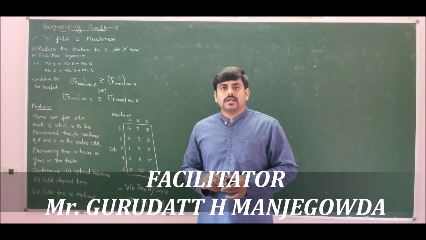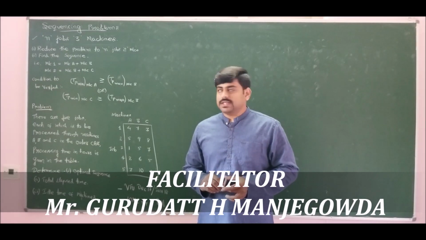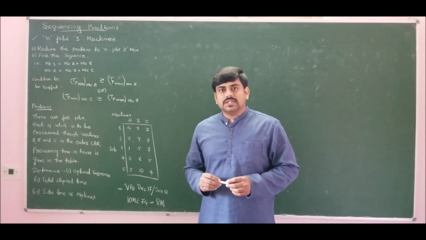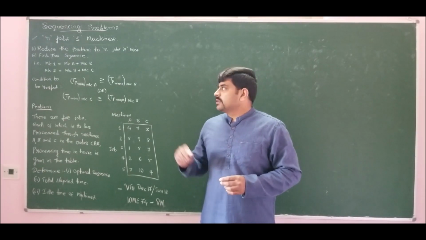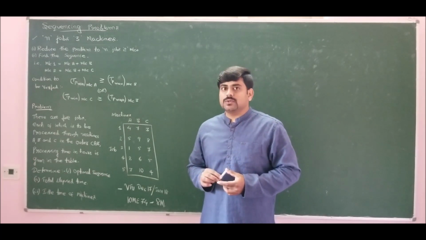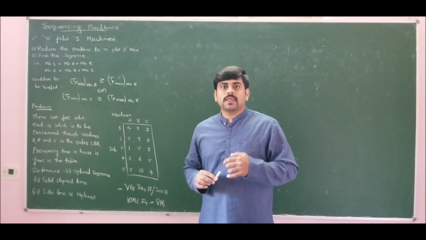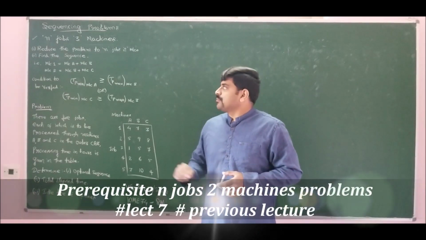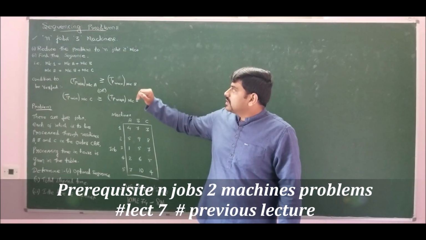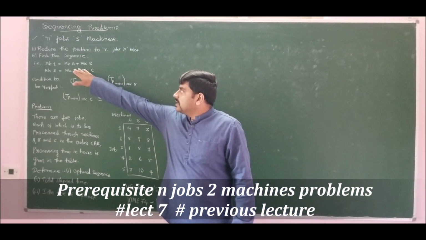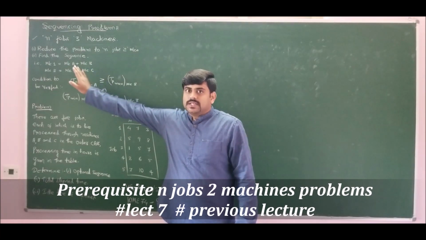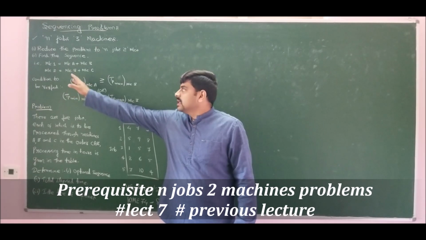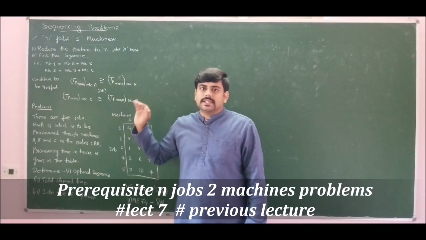The procedure to solve problems on n jobs 3 machines is the same as what we have employed to solve problems on n jobs 2 machines, but here we should first reduce the problem on n jobs 3 machines to n jobs 2 machines, find the sequence, and then solve. To reduce it, we add the first and second machine and take it as machine number 1, and add the second and third machine and take it as machine number 2. Now using these two, I should find the optimal sequence.